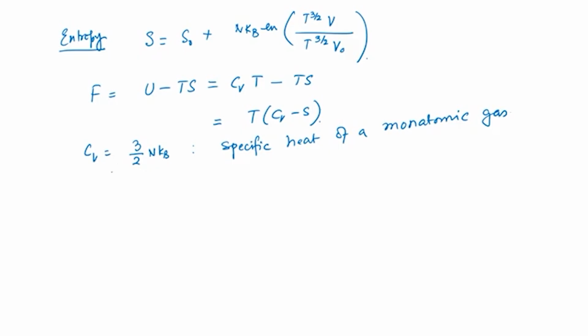Which is easy to see, because from the equipartition theorem we got the energy per particle as 3/2 kT, and C_V is simply ∂U/∂T, or C_V times T is U. So we can get C_V to be 3/2 Nk, and there is just one degree of freedom, which means it is a monatomic gas that we are talking about.